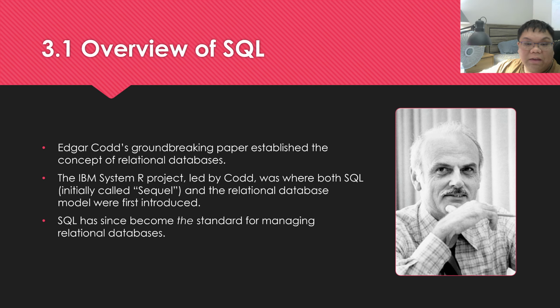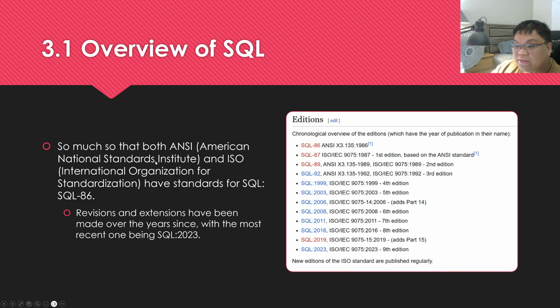So, as a refresher, it was Edgar Codd who wrote the seminal paper from which we have our concept of relational databases. Everything that we're ever going to talk about for SQL came from IBM System R, also led by Codd. This was where the relational database model was first put into practice. Since then, SQL has become the standard for managing relational databases, so much so that ANSI and ISO have standards for SQL: SQL-86 and its various additions made to it since then.